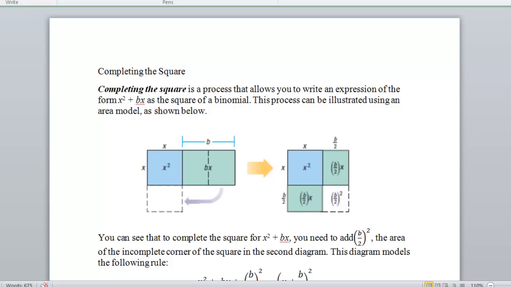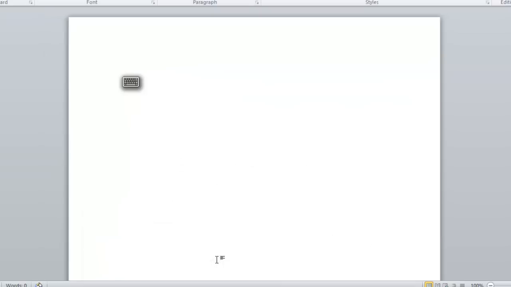Our next method of solving quadratic equations will be through a process called completing the square. Now, in order to complete the square, you need to be very familiar with perfect square trinomials. So, just go back and refresh your memory on a perfect square trinomial a little bit.